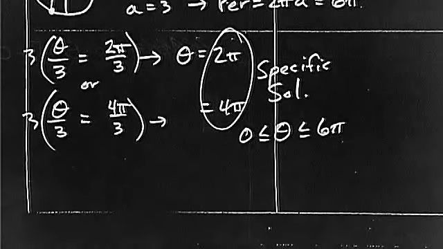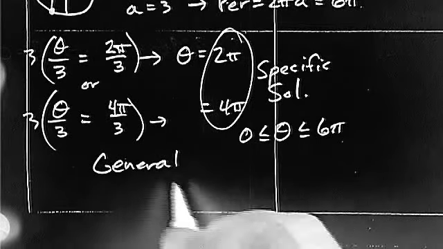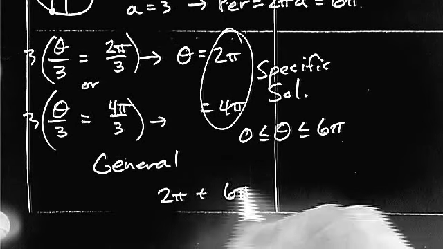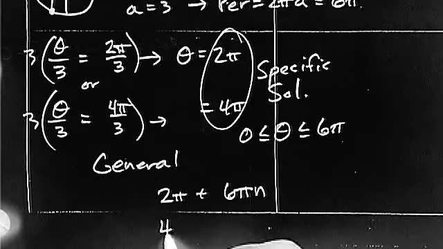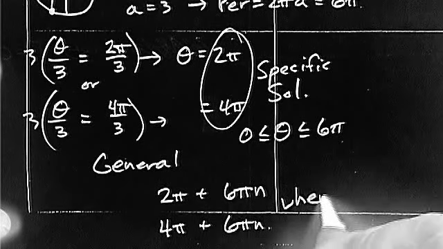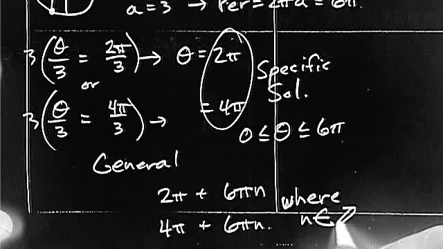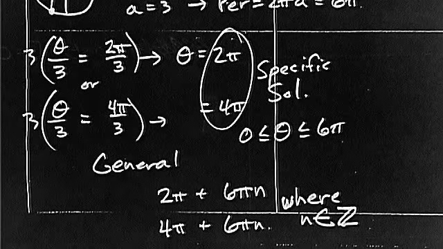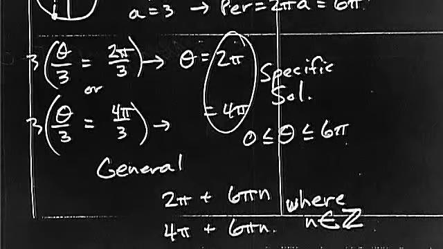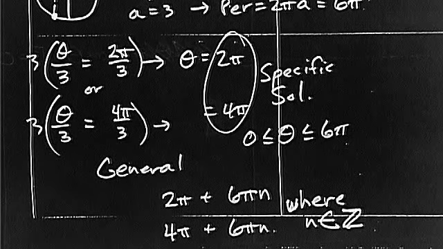Now, how do I change those two to general solutions? So the general solutions here would be 2 pi plus 6 pi n, 4 pi plus 6 pi n, where, sorry about that, n is an element of the integers. And that's enough abuse for one evening.